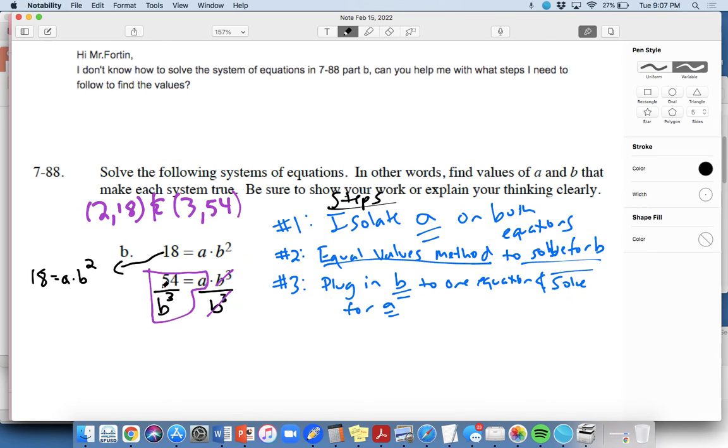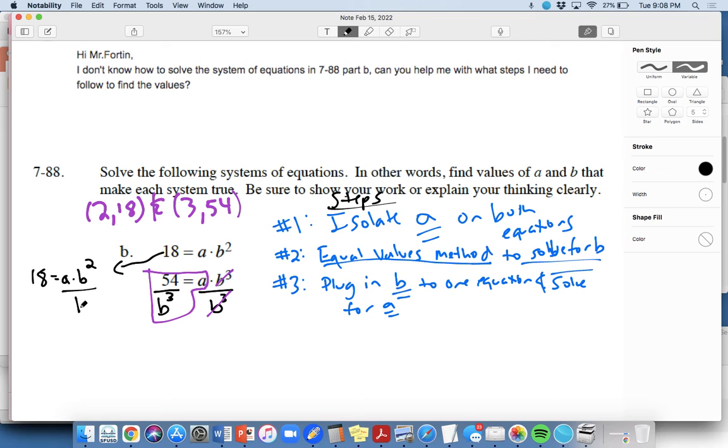Another thing you could do, which I'm just not going to do in this video, is now that I have A isolated, I could substitute 54 over B cubed for A. That might be a way to get there. But I'm not going to do that for the sake of this video, just because I think the equal values method is speaking to me right now. All right, so I have this.